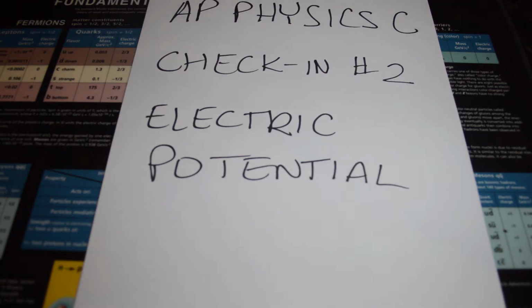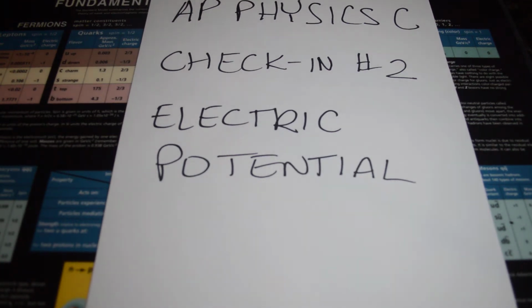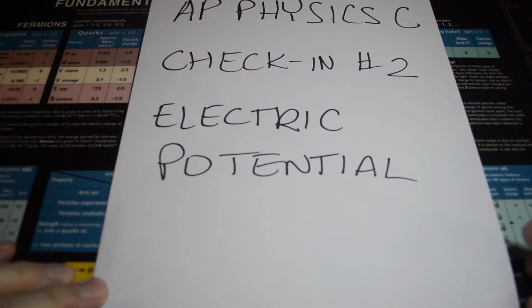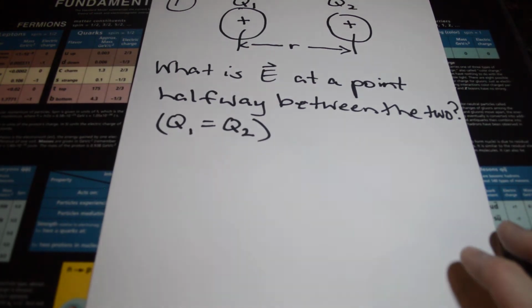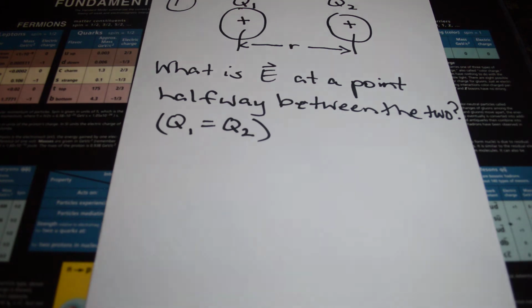Okay, we're back. This is for check-in number 2 for AP Physics C. Electric potential is the topic for this one. Go ahead and take a look at this picture. We'll try to explain it and then see if we can figure out the answers.